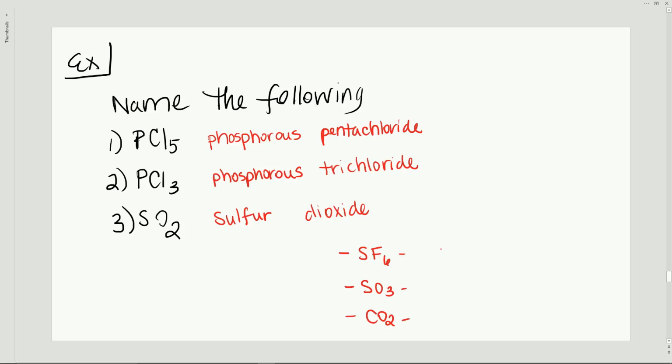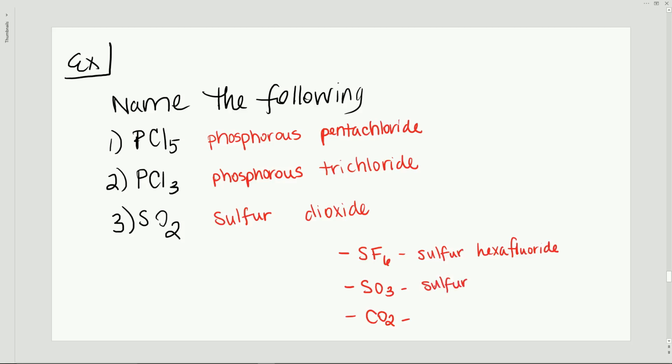Okay, hopefully you got those 3 examples. So the first one is sulfur. Again, we only have 1 atom, so we don't need mono. Sulfur, and then we have 6 fluorines. So if you look back at your prefix table, the prefix for 6 is hexa, and then it's fluorine, so fluoride. Sulfur hexafluoride.